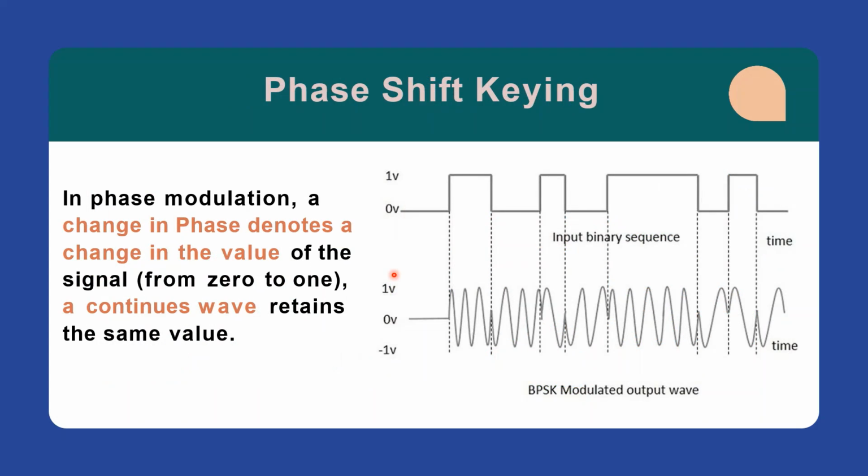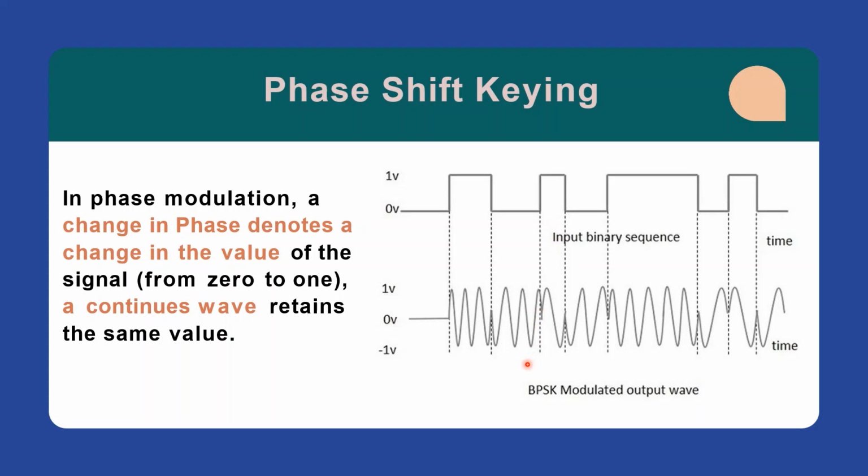And to solve phase modulation, we must also know about phase shift keying, or PSK. In phase modulation, a change in phase denotes a change in the value of the signal from 0 to 1. A continuous wave retains the same value. For the input binary, you can see this is the sample of 1, 0, and 1.